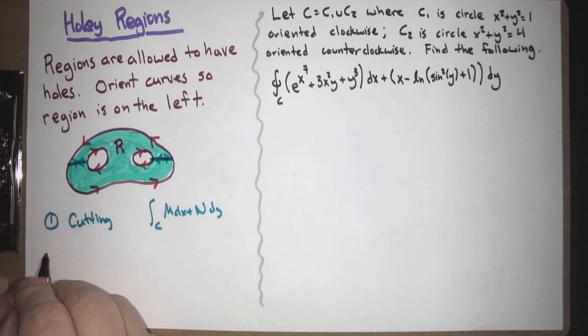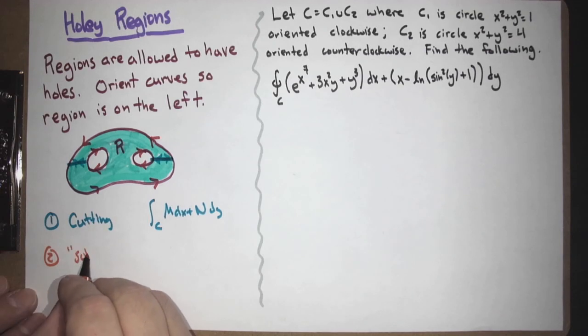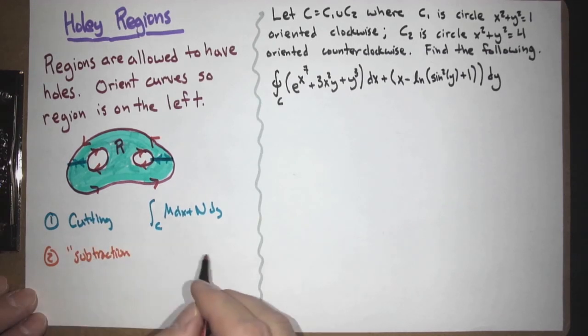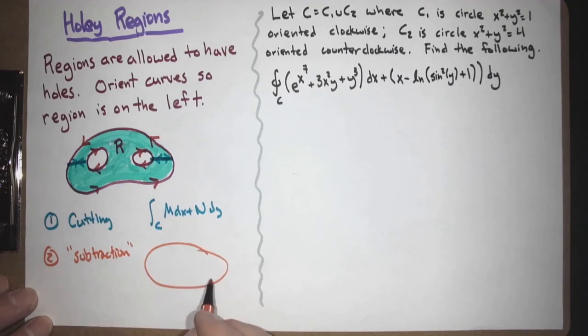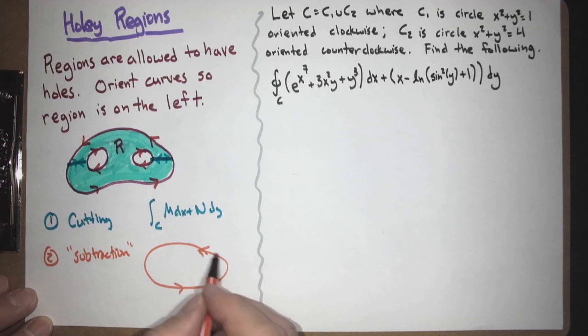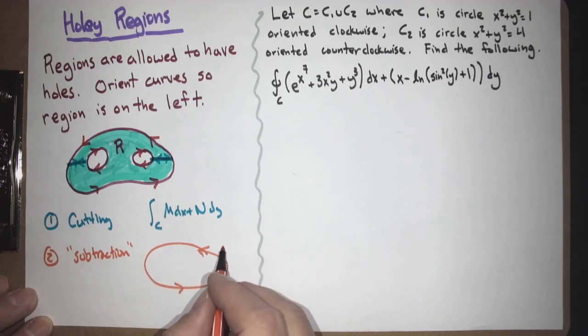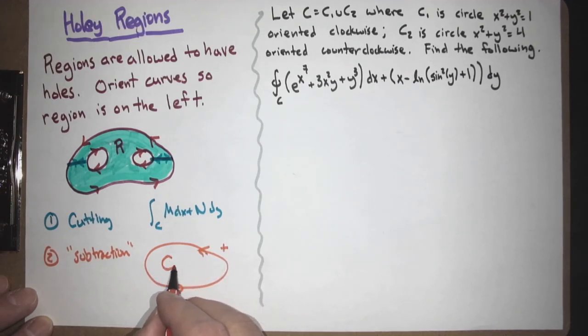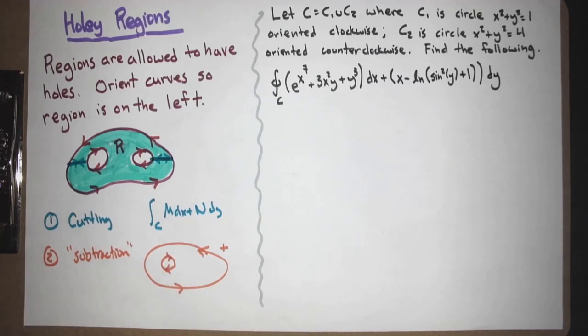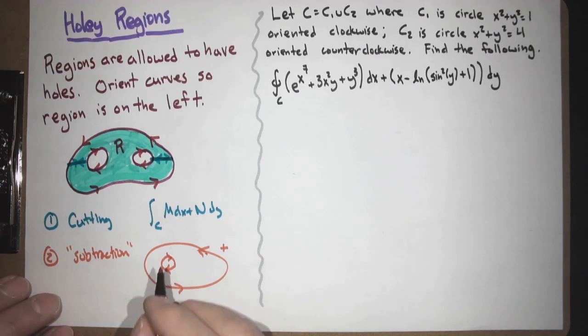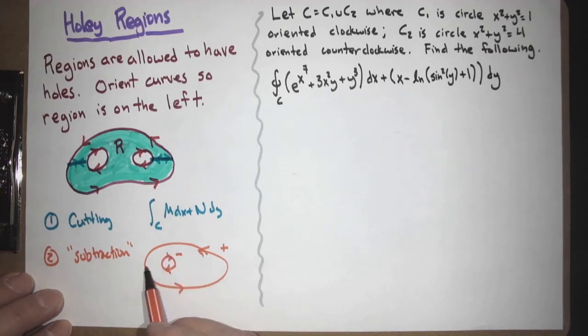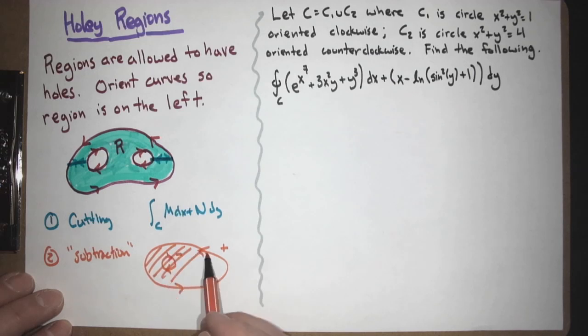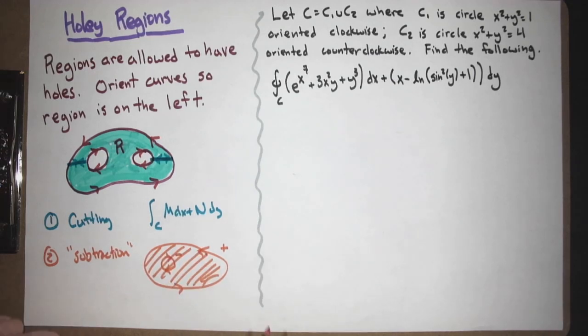Another way you can think about it is as subtraction. So if I have my big region and I have my orientation on the outside, counterclockwise, we'll think of it as a plus. If I have an orientation inside as clockwise, what's the result of going in the wrong direction? Minus. So the big integral will capture everything, or the big curve, but then the small integral says, but subtract that out.